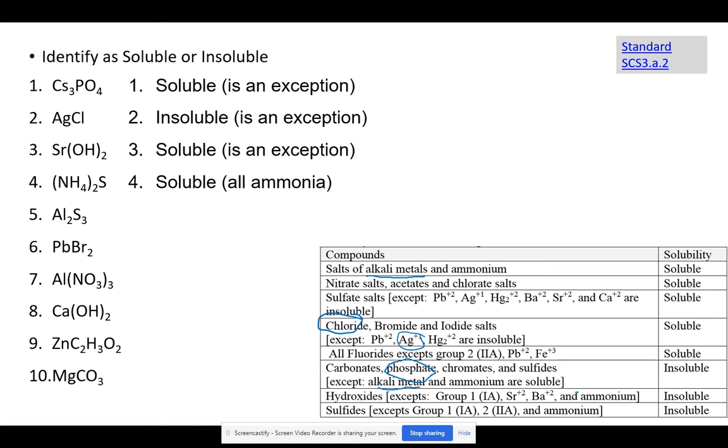Aluminum sulfide, aluminum's not an alkali metal, so therefore we're going to look at the sulfide. And sulfides are third from the bottom. So sulfides are insoluble unless it's an alkali metal or ammonium. Since this is aluminum, it's going to be insoluble, therefore it would form a solid precipitate. Pause the video and see if you can do the next 5 for yourself.